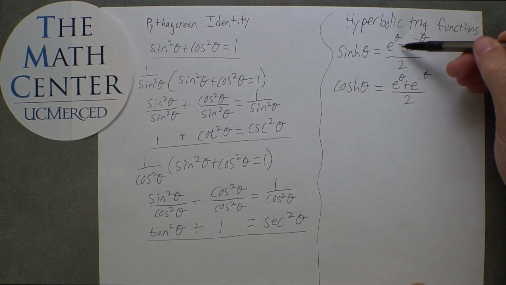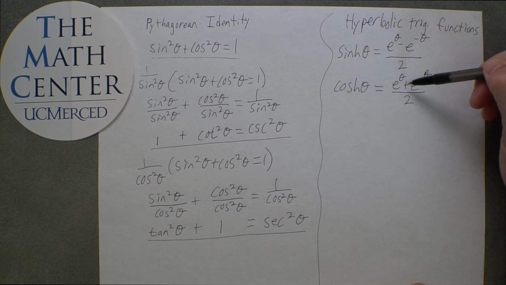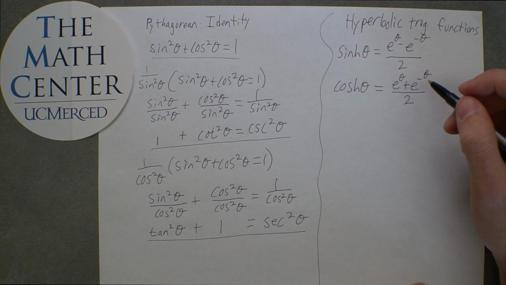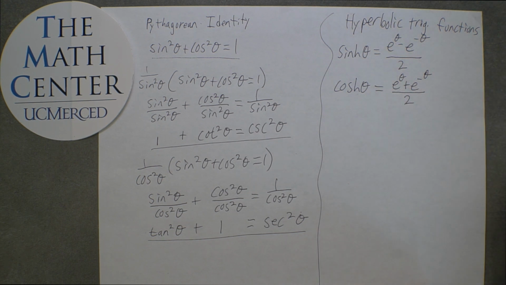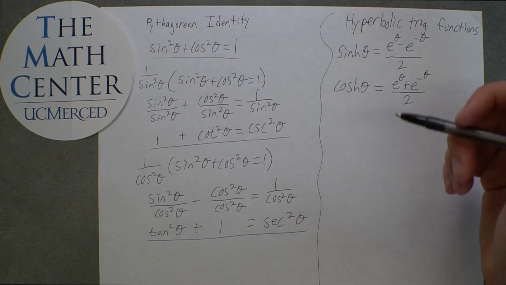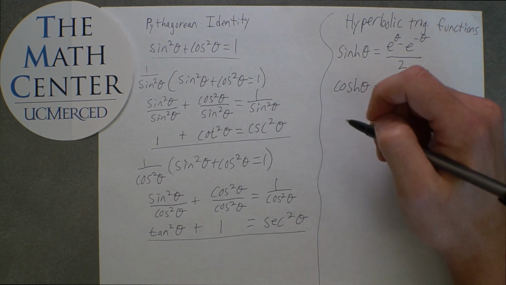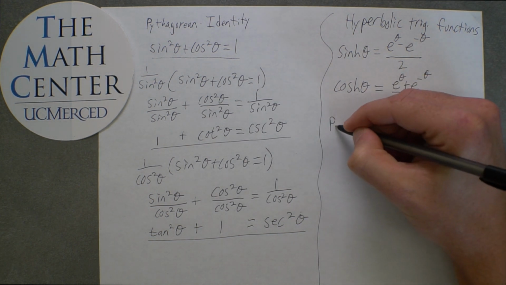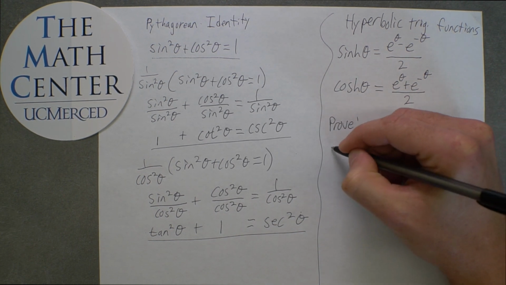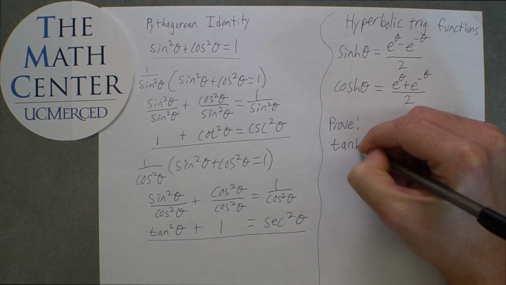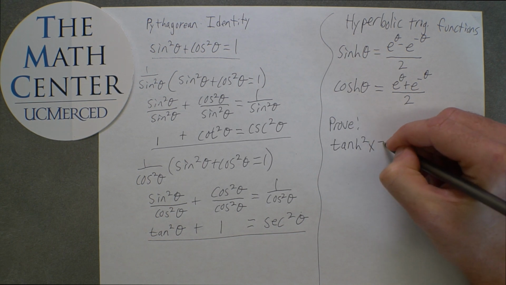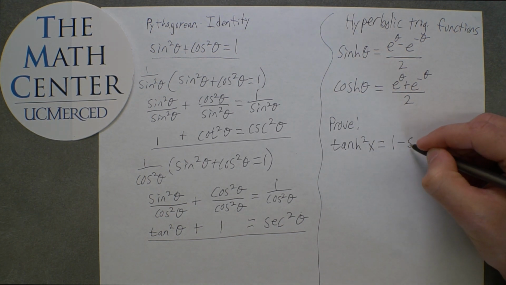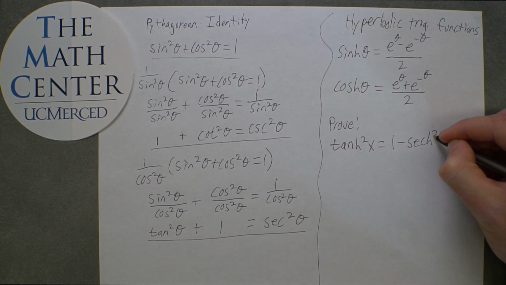And you can see the difference here is that the sinh has a minus, and the cosh has a plus. So an example of a problem that one might have to solve using hyperbolic trig functions is this. Prove that tanh squared of x is equal to 1 minus sech squared x.